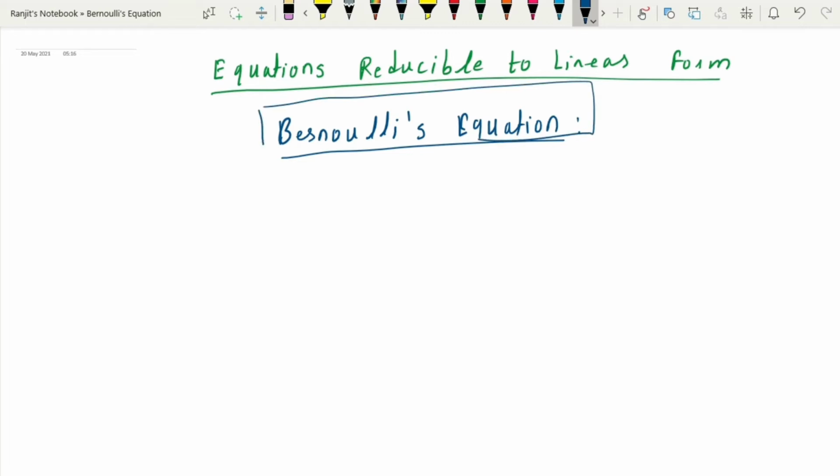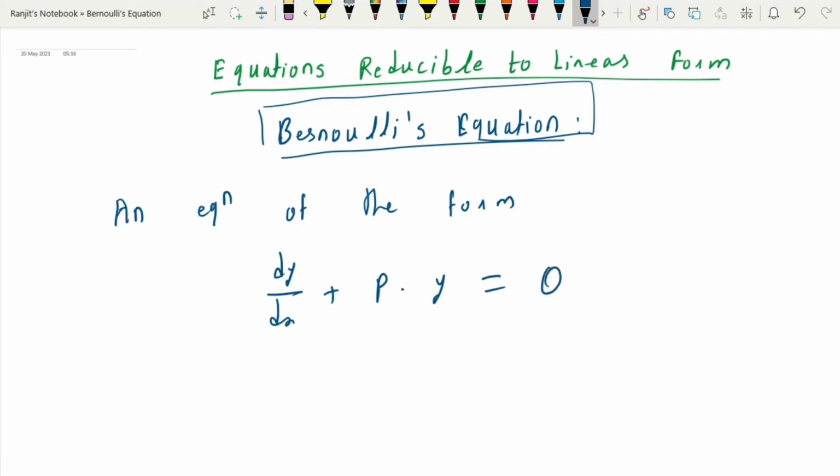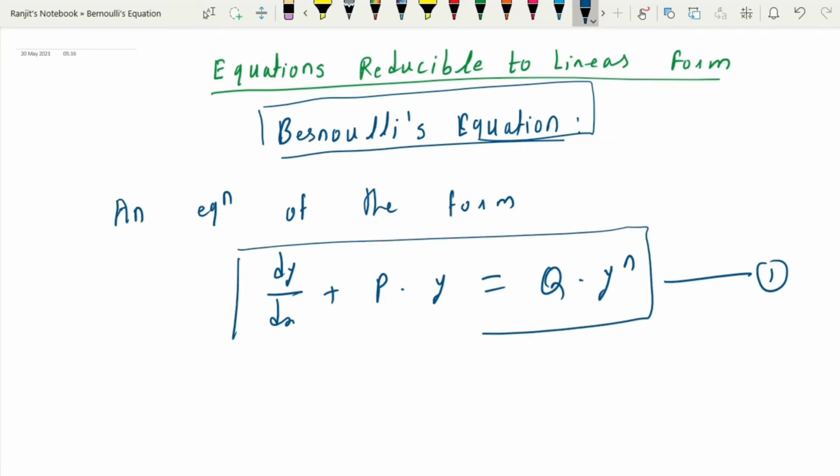Now these Bernoulli's equations are part of the equations reducible to linear form. Now what do you mean by Bernoulli's equation? An equation of the form dy by dx plus p times y is equal to q. This is the linear equation, but with q times y to the power n, this is a non-linear differential equation and is known as Bernoulli's equation.